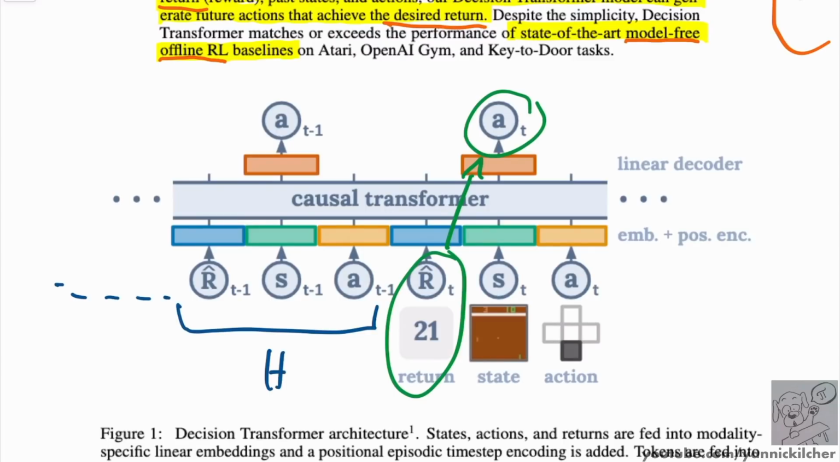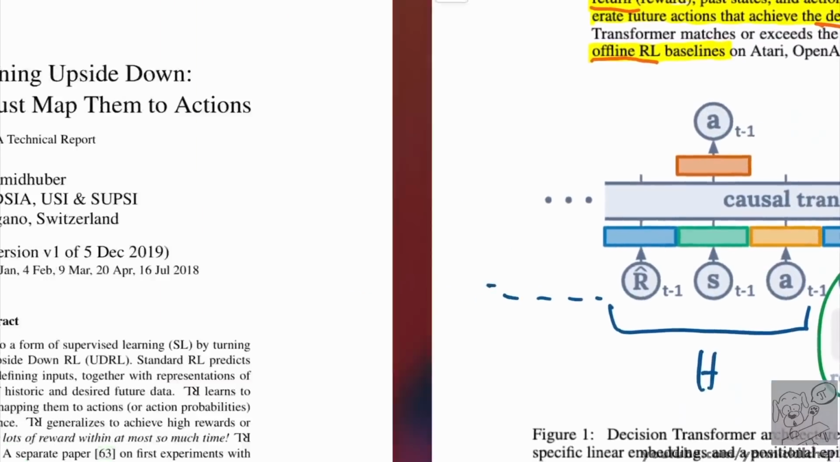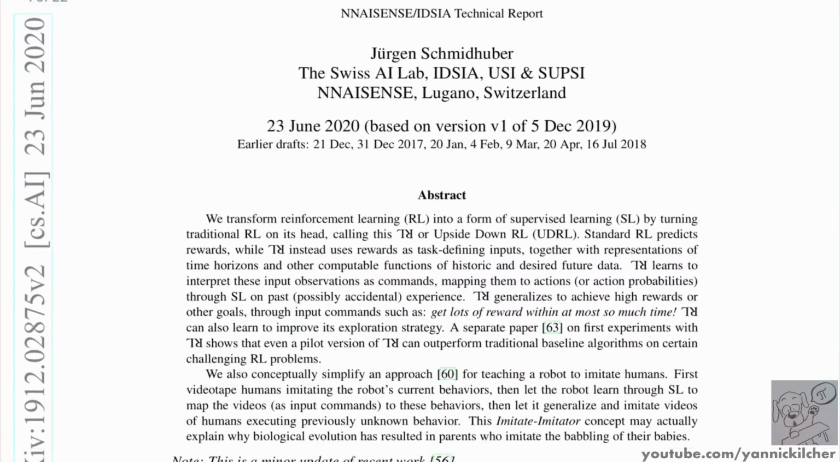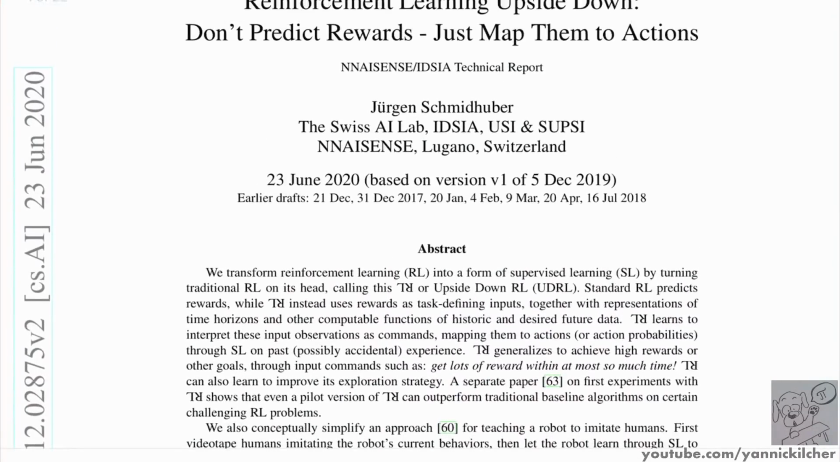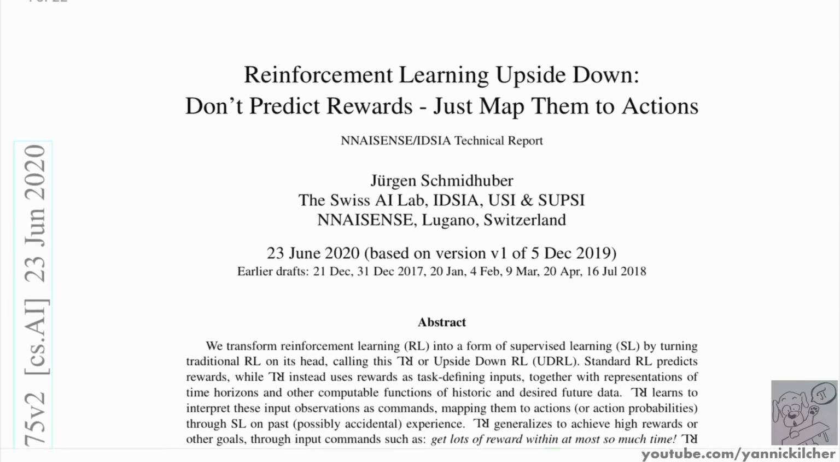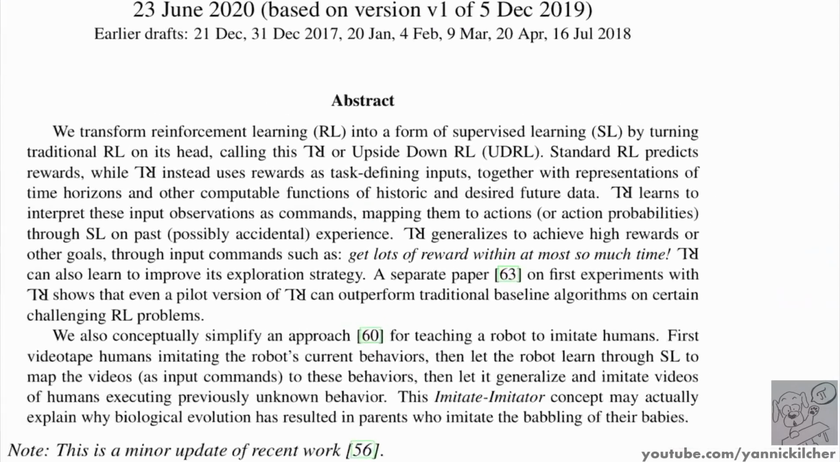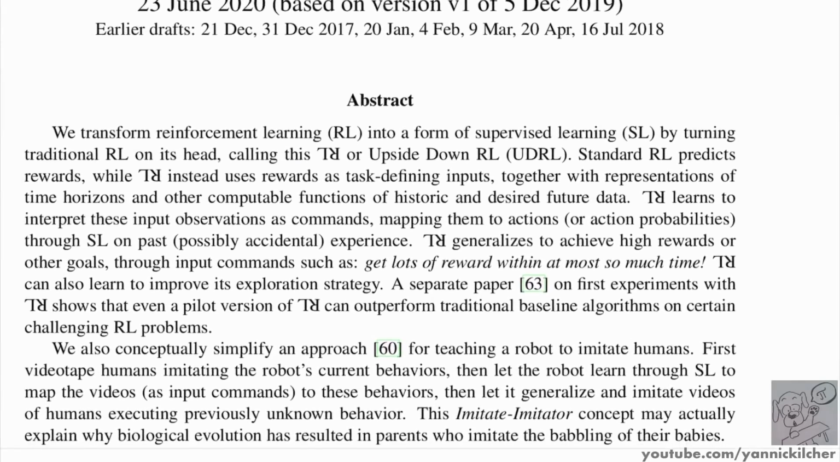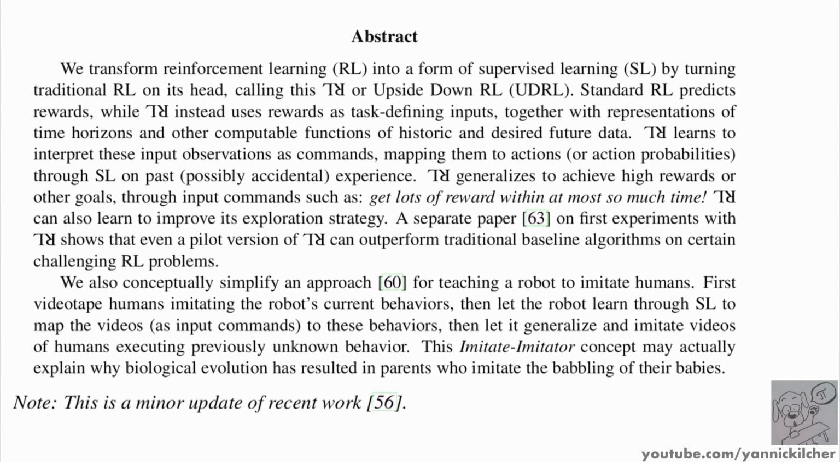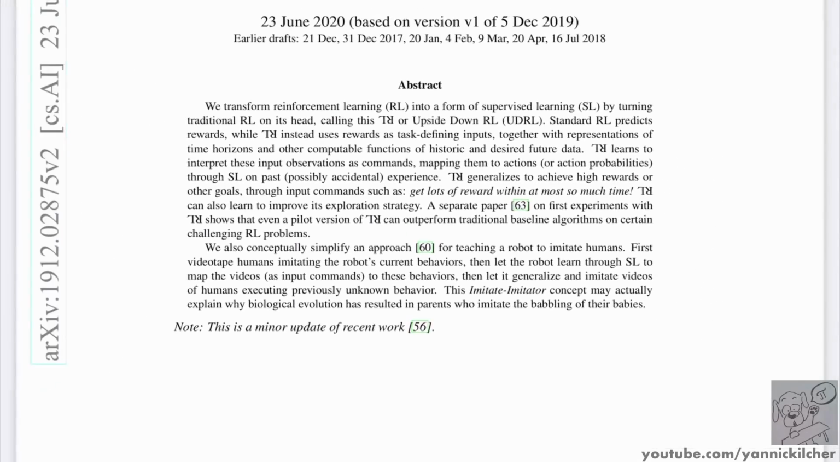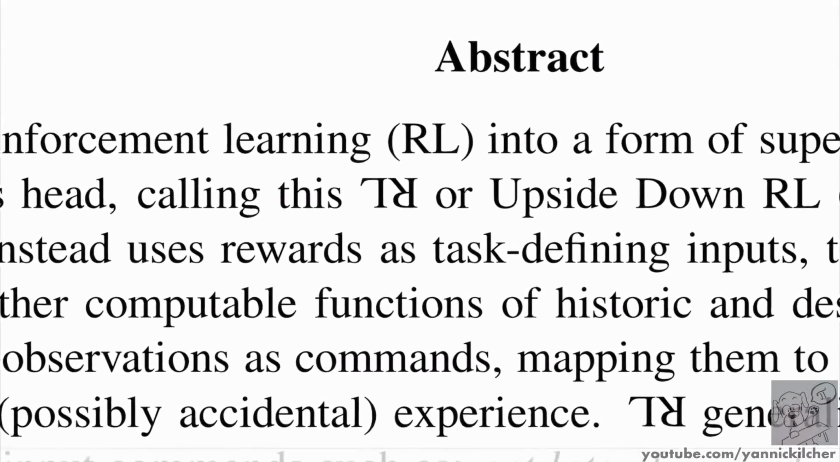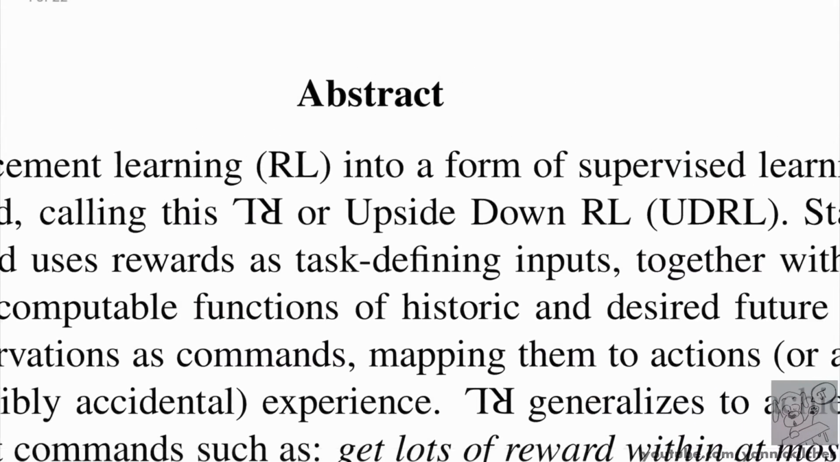Now, I just want to go back to this paper that slipped in just by accident. I have this open right here by Schmidhuber. Don't predict rewards, it says, just map them to actions. So they say we transform reinforcement learning into a form of supervised learning, which sounds like offline RL, by turning RL on its head. The memes are strong in this one, okay, upside down RL.